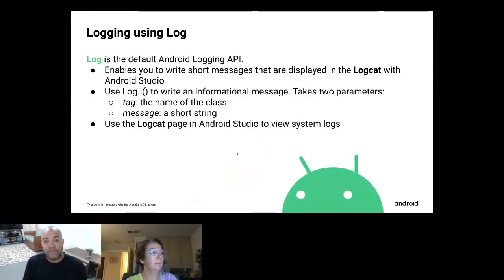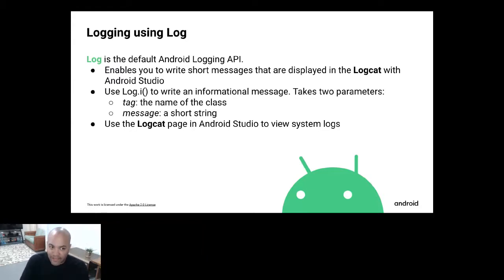Also, in some of the labs, you're going to be learning how to do some basic logging using the default Android logging API. You just do Log.i, and then you write informational messages. It's just a way for you to write short messages that are displayed in the logcat. In Android Studio, you have that panel at the bottom where you can see all your logs being output. It's very easy to use, and it's part of the Android framework, so you don't have to import any other libraries. But it's a little bit limited in the fact that you have to add a few parameters and whatnot.